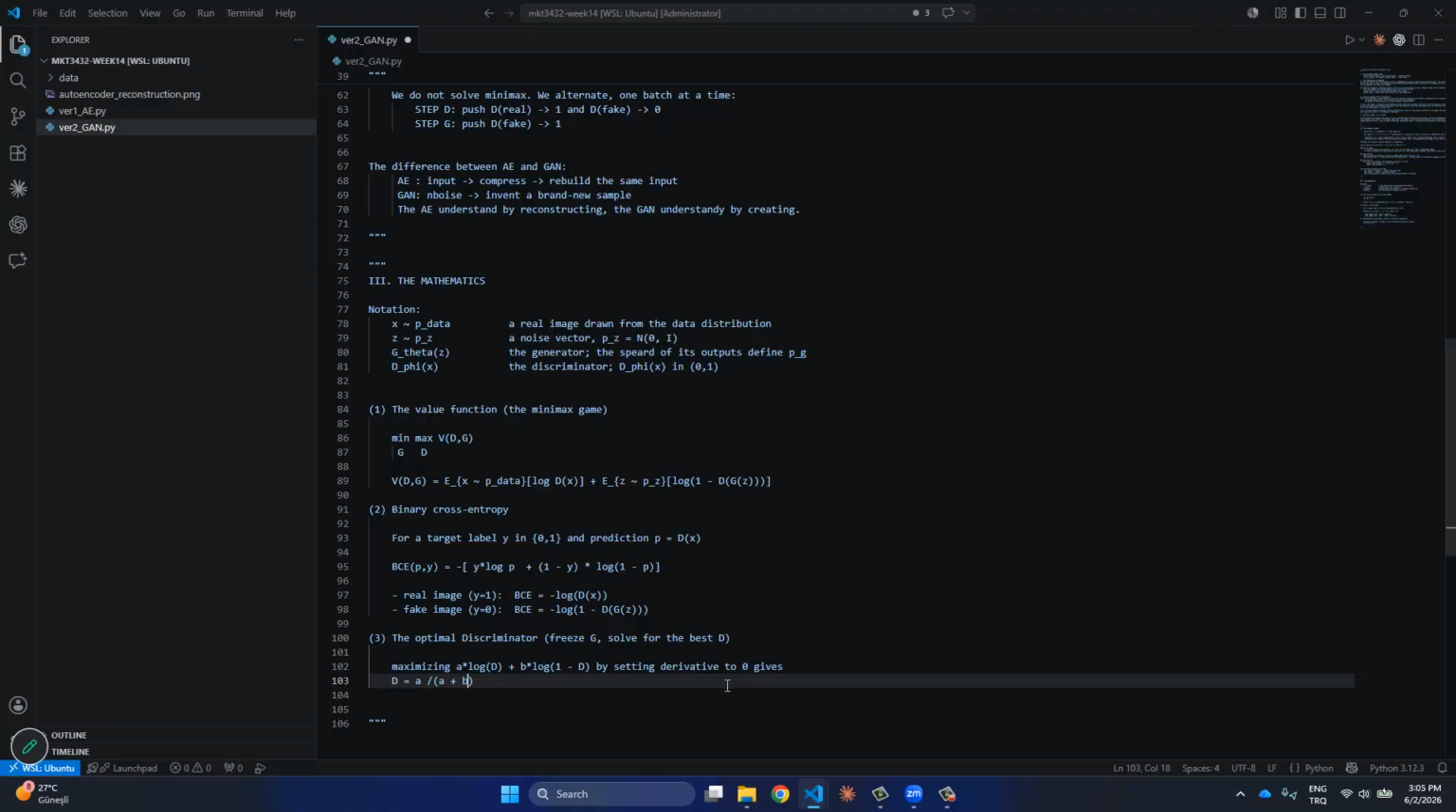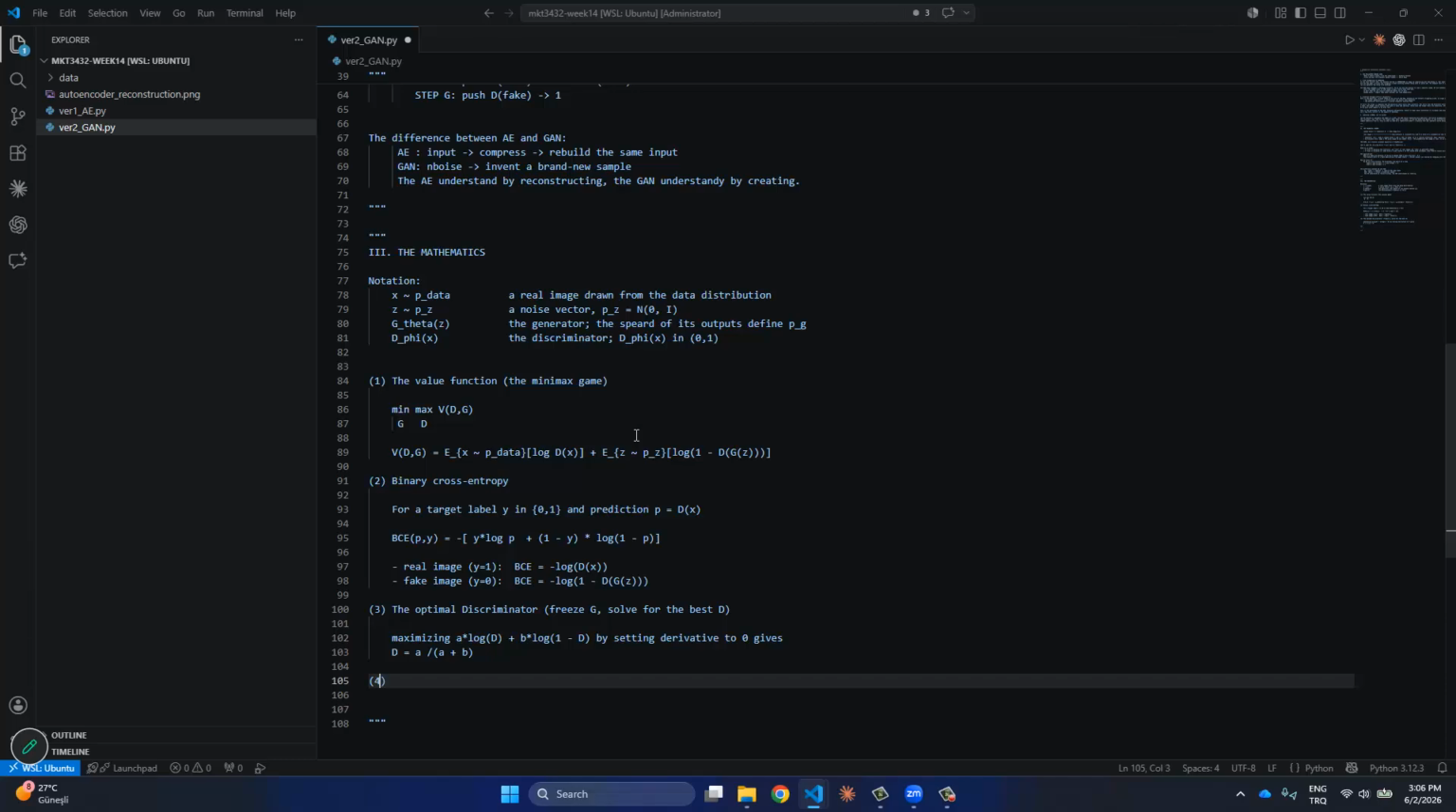Which means that if A is equal to B, we will get 0.5. This means that we cannot tell whether the picture is real or not. Everything looks real, even if it is fake.